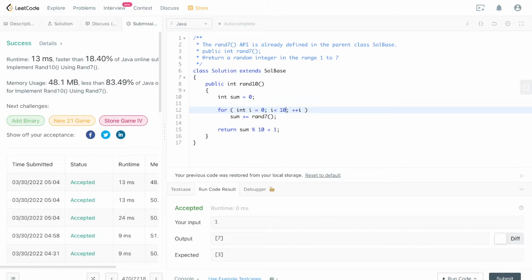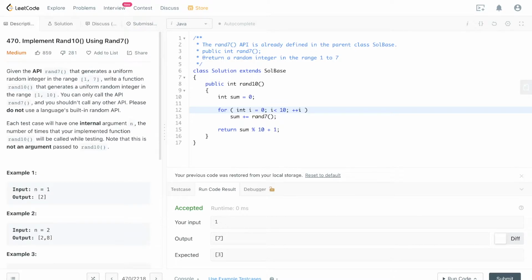In the problem, there's a specific word I'm looking for. Oh, here we go. Write a function, Rand10, that generates a uniform random integer in the range 1 to 10. But this isn't actually uniform. This is pseudo-uniform, because by calling Rand7 a bunch of times, we're essentially equalizing the number of possibilities that each digit can occur as a remainder when we do this sum mod 10.